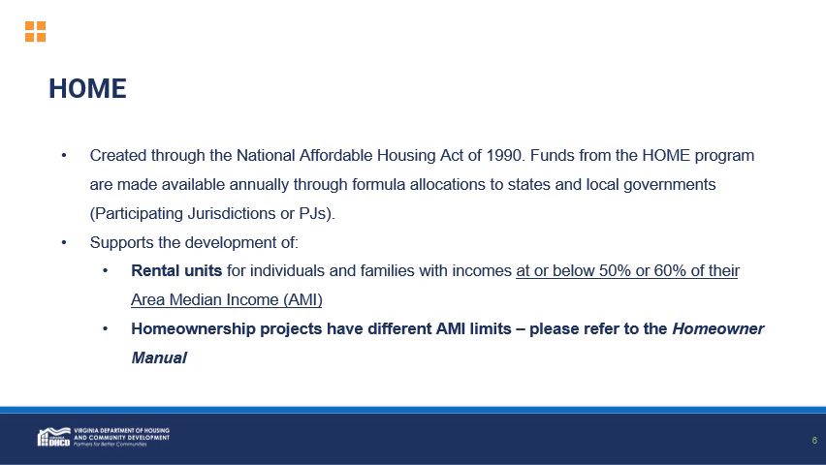So HOME was created through the National Affordable Housing Act of 1990, and these funds are made available annually through formula allocations to states and local governments, or PJs. And DHCD is a PJ, which is responsible for conducting needs assessments, establishing priorities and goals, and developing and managing the programs that will help meet these goals. ASNH is a subset of the HOME funding and uses HOME to support the development of rental units for individuals and families with incomes at or below 50 or 60% of the area median income. Please note that homeownership projects have different AMI limits, and you should refer to the homeowner manual.